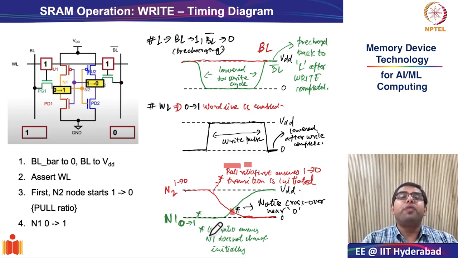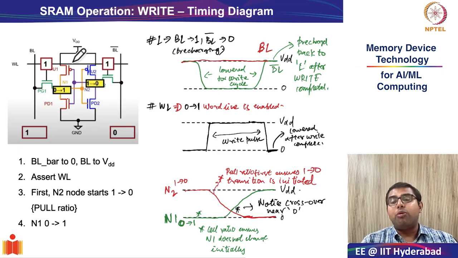N1 does not move first. N1 only moves when the pull up 1 transistor is sufficiently turned on. So this combination of pull ratio and cell ratio is what is responsible for a successful read operation. With this we conclude our understanding of the write operation cycle in the SRAM cell, and we move on to the next topic.